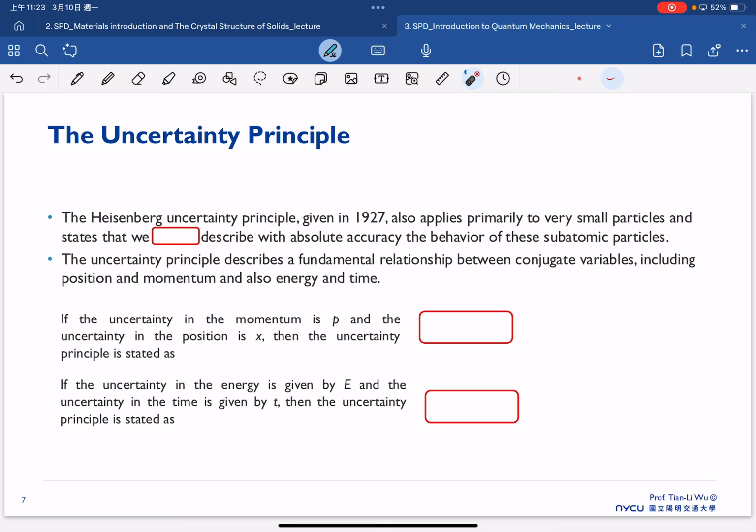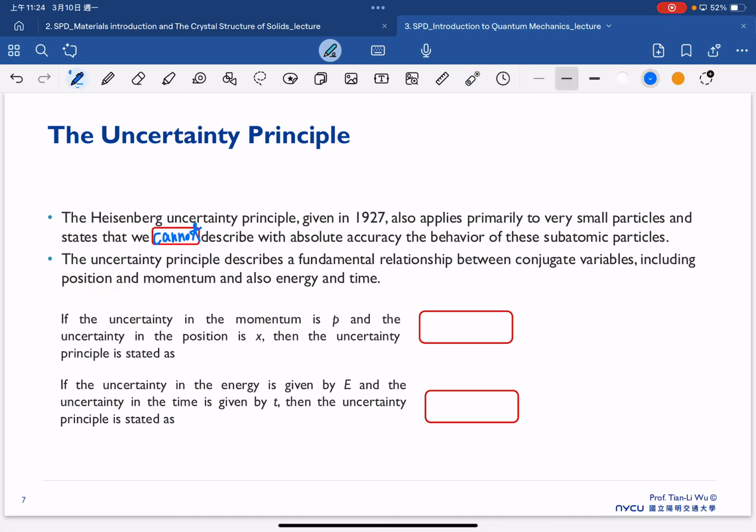This was proposed by Heisenberg in 1927. The uncertainty principle applies primarily to very small particles and states that we cannot describe with absolute accuracy the behavior of these subatomic particles. It describes a fundamental relation between the variables, including position, momentum, or energy, and time.